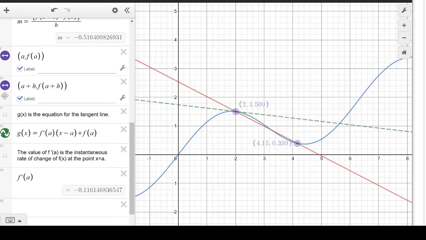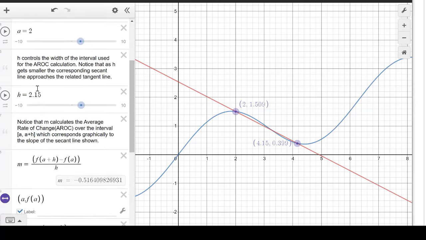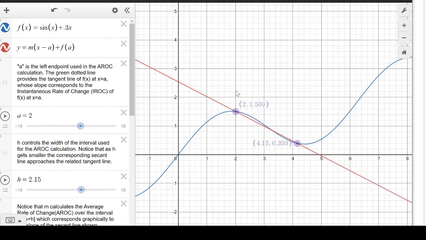Let's turn off the green line, just to make this picture a little bit nicer. At the very first entry, you can enter any function that you're interested in. You can see that's the blue curve here, and this is just a random function we chose, but feel free to change that to whatever you're interested in.